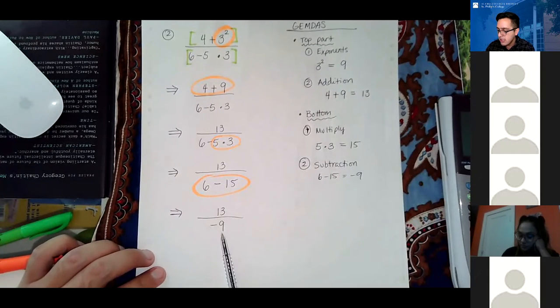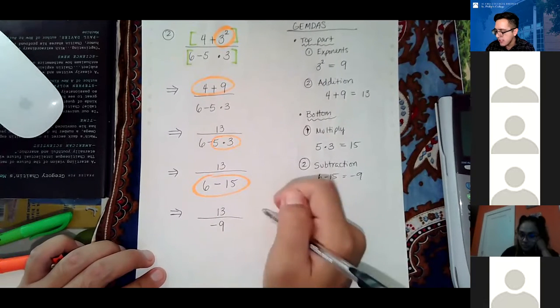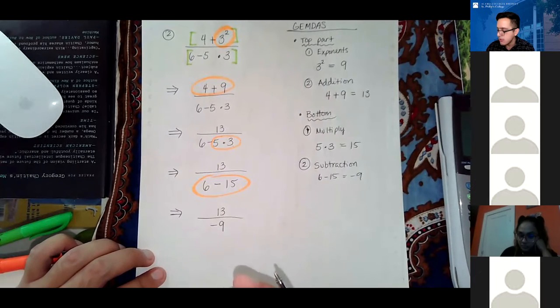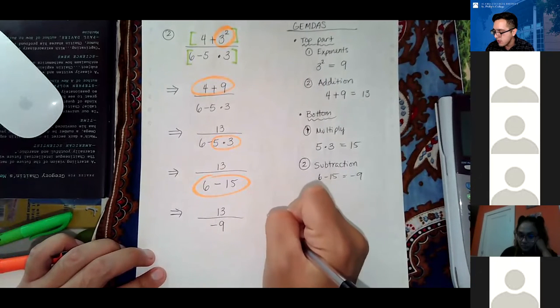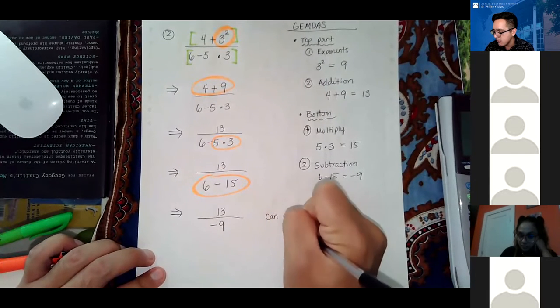This fraction cannot be reduced since 13 is prime. 9 has only the factors of 3 times 3. So if you wanted to sort of ask yourself, can we simplify?